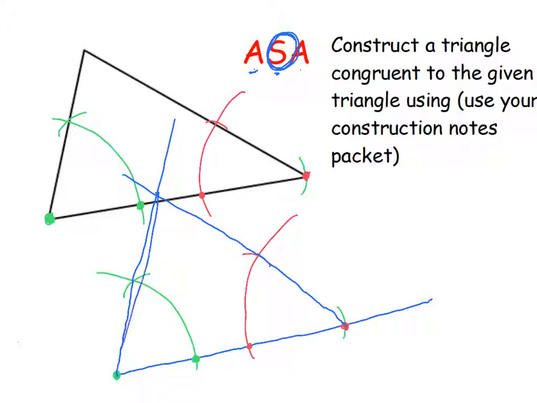And so then I've created this triangle here. Don't do this, don't go over and over it. I'm just making this stand out. Here's my congruent triangle to the original. I made 2 angles congruent and the included side. All right, hope this helps.